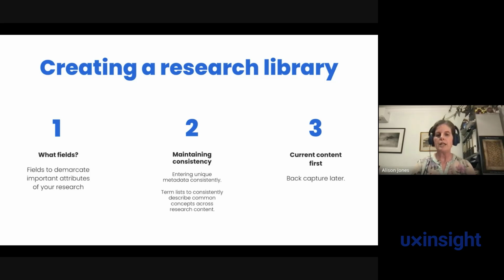And I think this is probably the hardest bit of any library. Pay attention to entering unique information, such as a title, in a broadly consistent fashion. And consider which fields will need a term list to ensure the application of consistent terms so that users can find all relevant research. Term lists can start very simply.